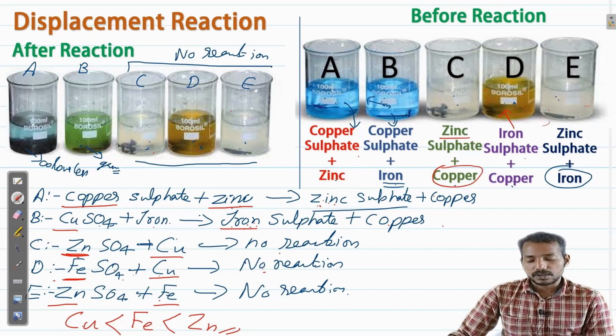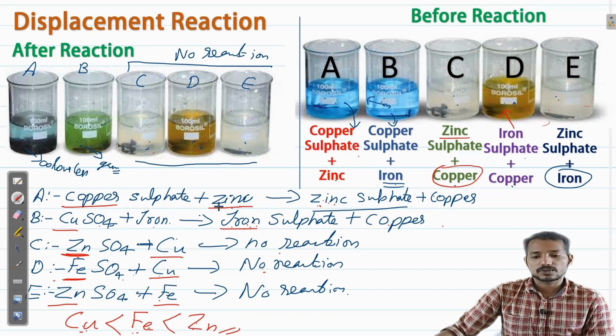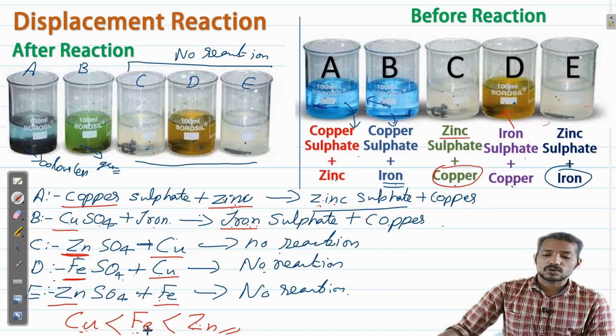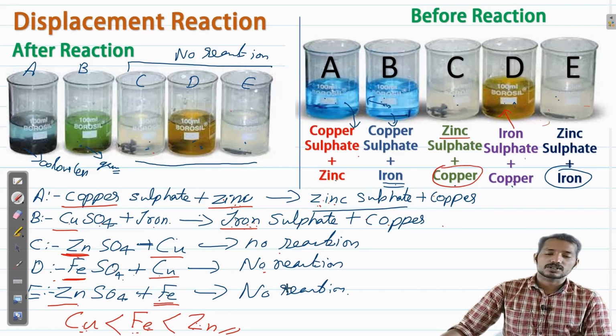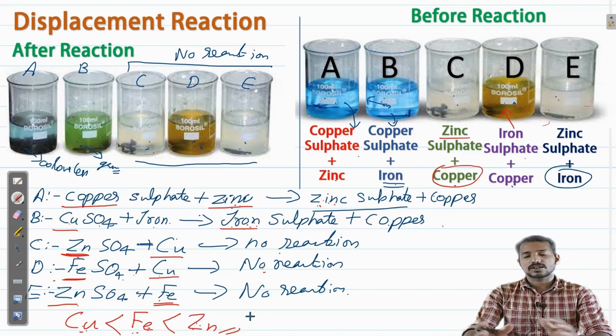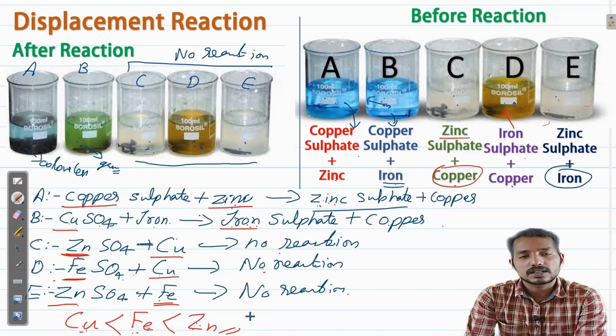Clear? Copper is less reactive than zinc and iron. Both are more reactive than copper. Because of that, both are able to displace copper from its solution. While zinc is more reactive than iron, because of that, iron cannot displace zinc from its solution. This is the conclusion we are getting from the displacement reaction.